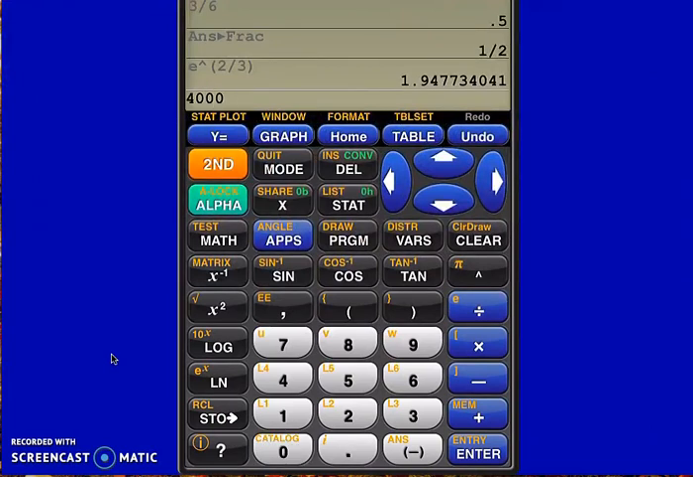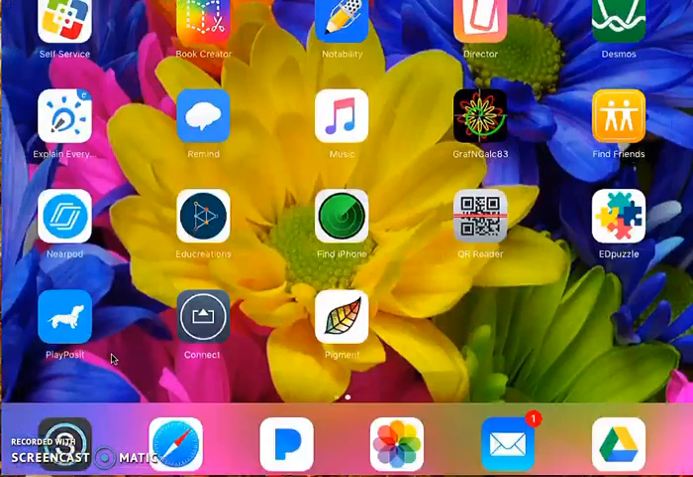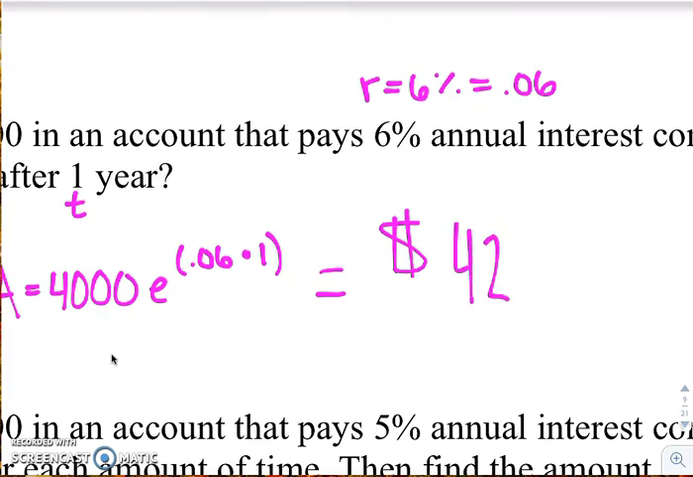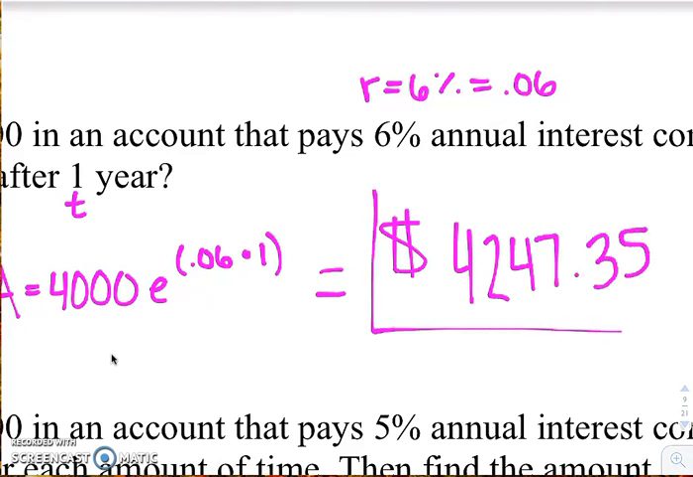$4,000 times e, so I'm just going to do second e to the power of 0.06 times 1, close the parentheses, that's my exponent, and it looks to be $4,247, and I'm going to round that up to 35 cents. Because we're talking about money, we should round to the nearest cent, which is 2 decimal places. So $4,247.35.